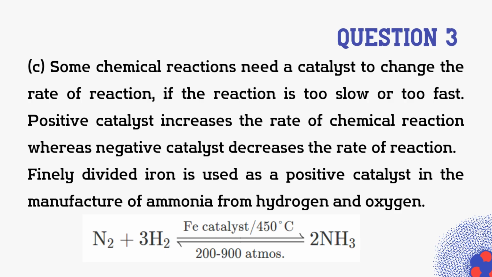Reaction explanation. In this reaction, nitrogen gas, represented as N2, combines with hydrogen gas, H2, to produce ammonia, NH3. To make this reaction effective, specific conditions are required: a pressure range of 200 to 900 atmospheres, a temperature around 450 degrees Celsius, and an iron catalyst.